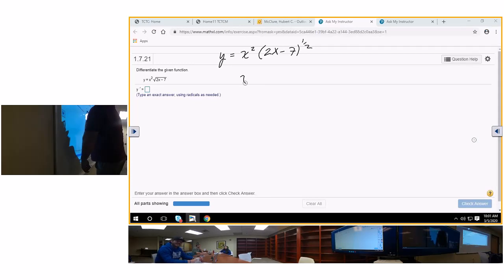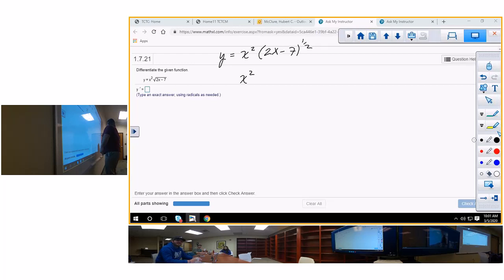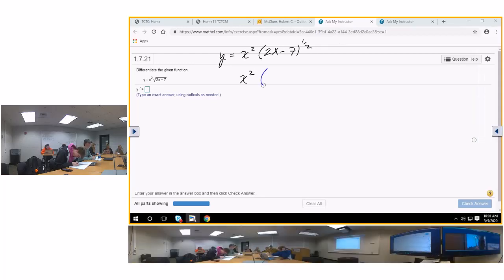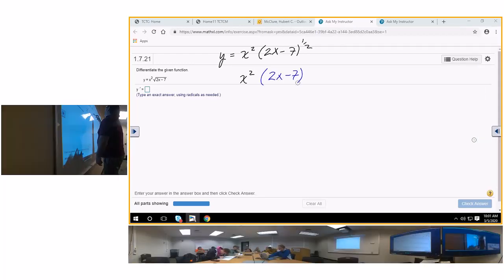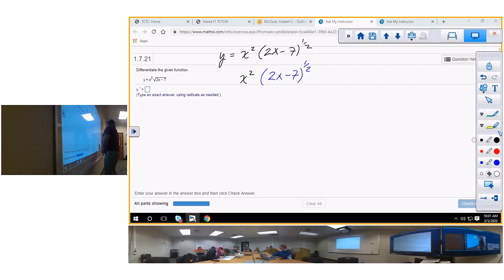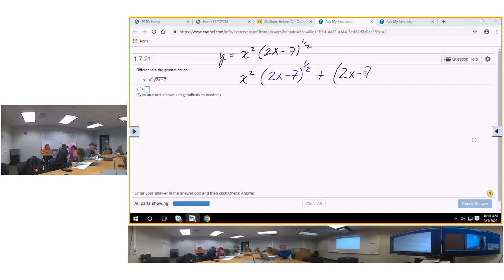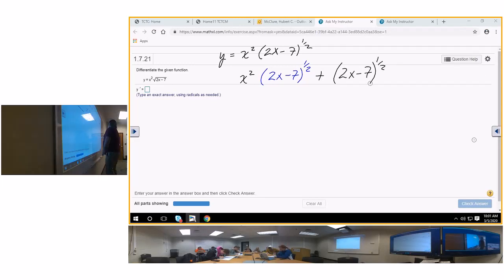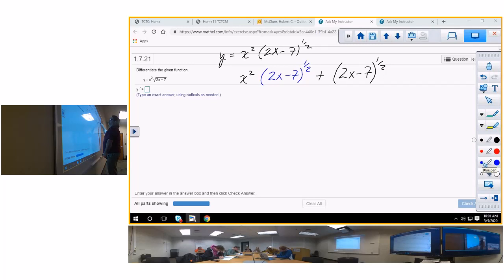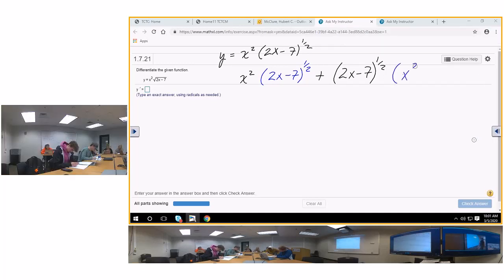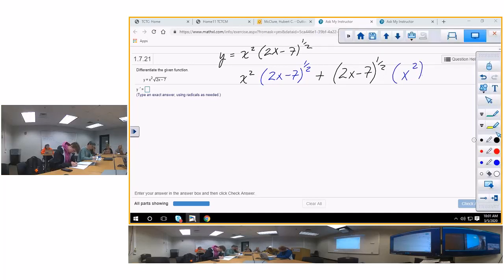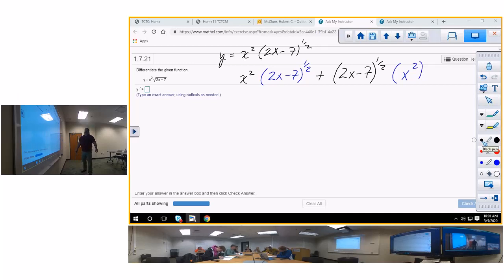All right, first times the derivative of the second, plus the second times the derivative of the first. Now y'all might as well give up on this because y'all got a fraction in here and y'all can't do those, so I might as well just go ahead and do it, right? Absolutely.